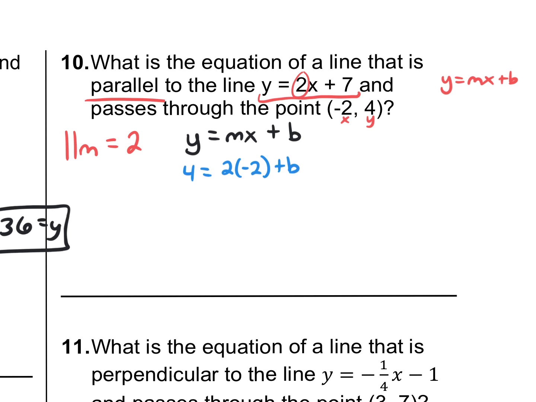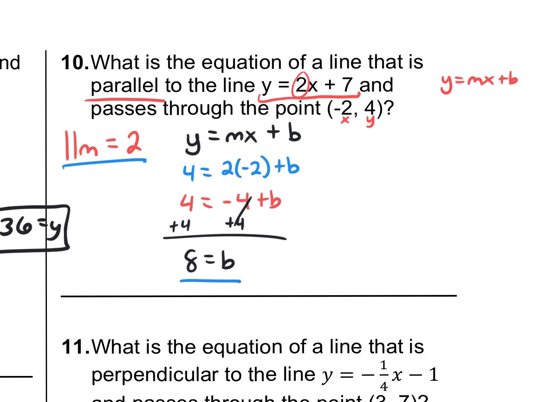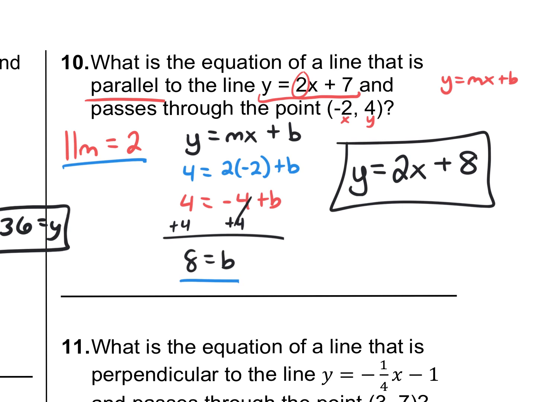So multiply, what's 2 times negative 2? Negative 4. What do I do from here? Add 4. So I get 8 equals b. Is this my answer? Is b my answer? No. Okay, remember, in order to write our equations, we need the slope and we need our b. Once we have those, we can write our new equation. Remember, that is in the form of y equals mx plus b. So what is my slope? 2x plus 8. Good.